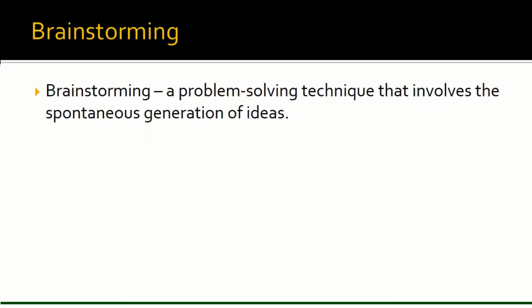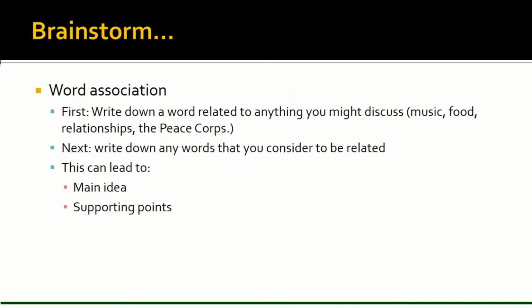One method of choosing topics is called brainstorming. Brainstorming is a problem-solving technique that involves the spontaneous generation of ideas through one of several different options that we're going to look at, different methods. The first one is called word association. Word association is where you write down a word that relates to something you might want to discuss. As you can see there's a list. Next, you write down any word or any group of words that you consider to be related to your first word.